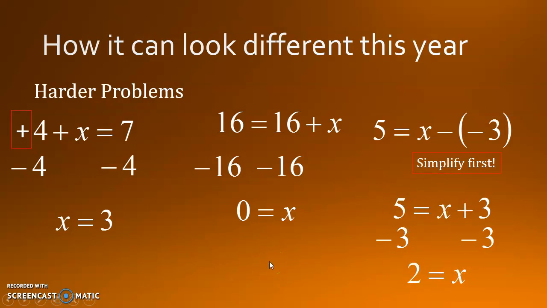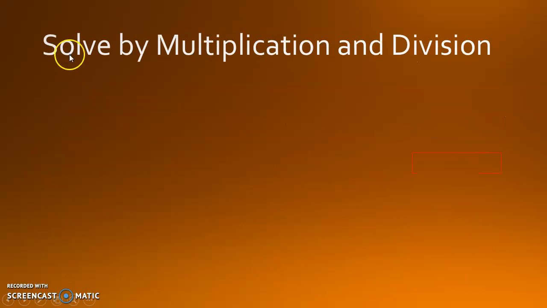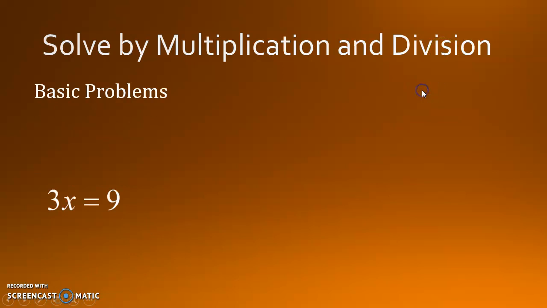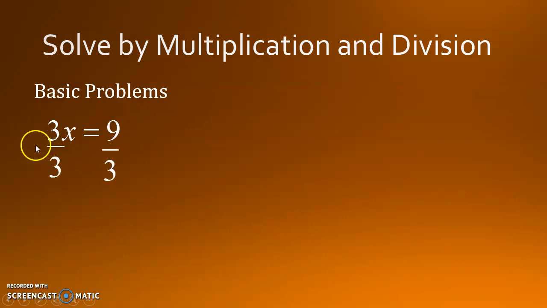All right, so let's move on to the second part, solving by multiplication and division. All right, so what you saw last year, basic problems, right? Doesn't get any easier in this. 3x equals 9. We're going to divide both sides by 3. Again, starting under the number I'm moving and then going to the other side. And we really don't do this step until all of the addition and subtraction in the equation is done. But since these are one-step problems today, that's always going to be the case.